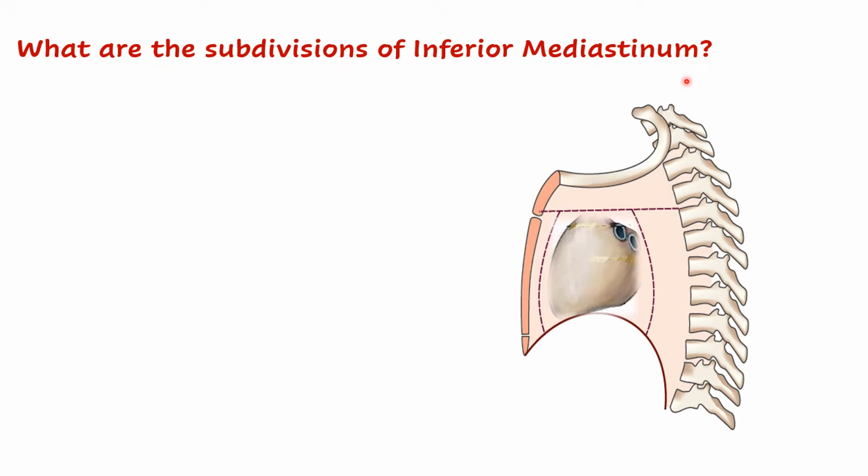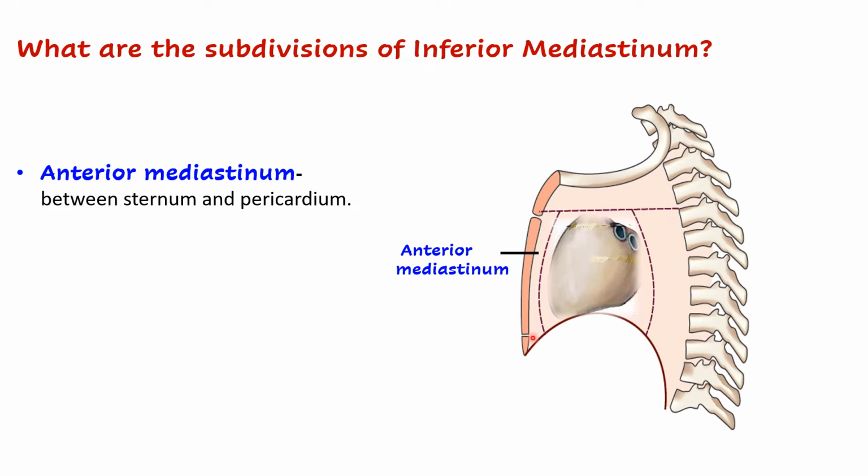Now inferior mediastinum is further subdivided into three parts. So let us see what are these three parts. The first one will be the anterior mediastinum, which we can see here, and this will be present between the sternum anteriorly and the pericardium posteriorly. So this is anterior mediastinum, a very narrow area.